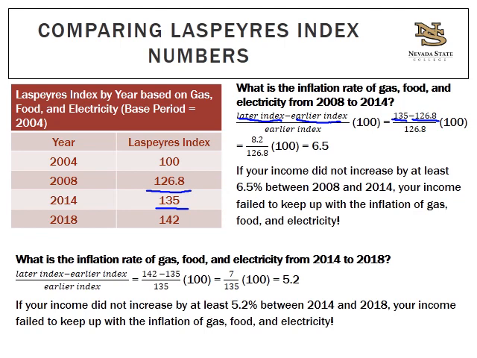Here's another example. So now let's compare 2014 and 2018. So now our later index is the 2018 index. Let's do some color coding here. Let's spice it up. The earlier index is going to be from 2014 right here. So you'll see where those values are coming from in the formula. So if we do the math there, we can see that if your income did not increase by at least 5.2% between 2014 and 2018, your income failed to keep up with the inflation of gas, food, and electricity. So your budget would be different.